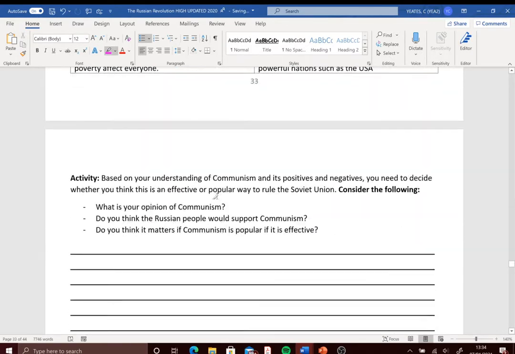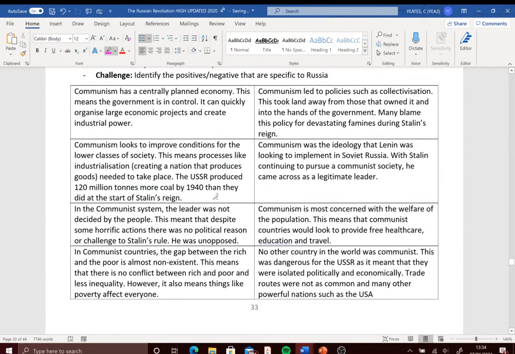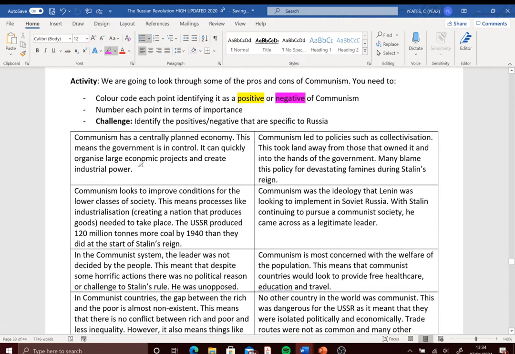This is where I'd ask someone to pick a number, but obviously I don't have that privilege. So let's just start with the first one. Communism has a centrally planned economy. What that means is that the way that money or industry is organised, it all comes from the government. So it says here, this means the government is in control. It can quickly organise large economic projects and create industrial power.